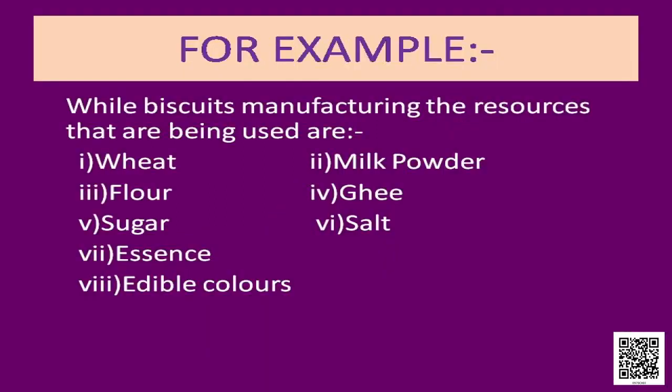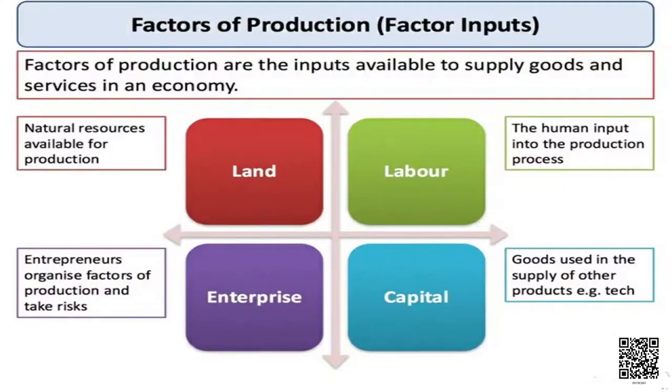So this way all the finished products come after getting inputs or raw materials as well as human beings' effort and their knowledge, skill, everything. Now let us go in detail, okay? So here also I have given a graphic form: natural resources available for production, that is land here, then the human input into the production process is labor, then entrepreneurs organize factors of production and take risk. So enterprises are using their capital, they are taking risk over there.